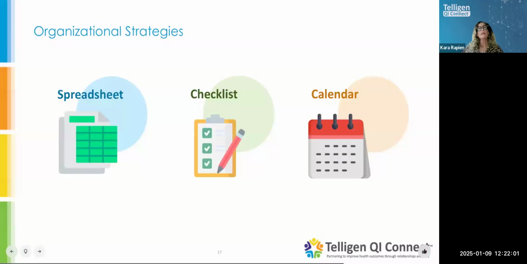So we touched upon this in part 1, but I want to talk about it a little bit more. How do you decide what you're going to do daily, weekly, monthly, and annually? I'm going to share just a few different ways that you can help stay organized. Spreadsheets is one of them. You can have a tab for your daily duties, a tab for your weekly duties, and one for your monthly duties.